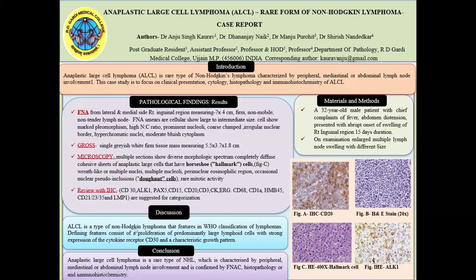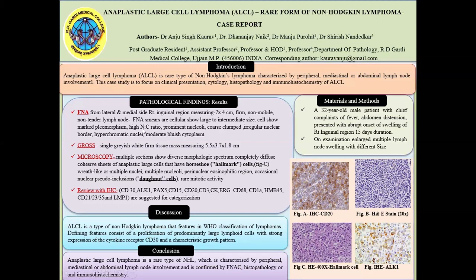Now the discussion: it is a type of non-Hodgkin lymphoma in the WHO classification of lymphoma. The defining feature is a proliferation of predominantly large lymphoid cells with strong expression of the cytokine receptor CD30 and a characteristic growth pattern. Anaplastic large cell lymphoma is a rare type of non-Hodgkin lymphoma characterized by peripheral, mediastinal or abdominal lymph node involvement, and is confirmed by FNAC, histopathology or IHC.